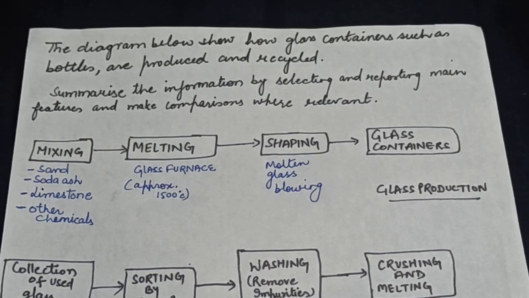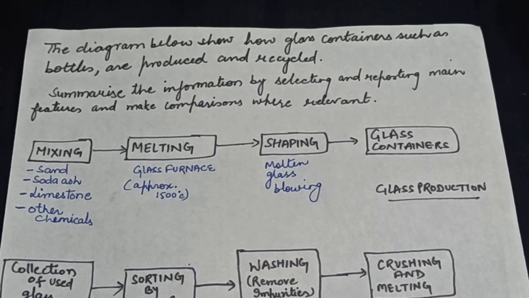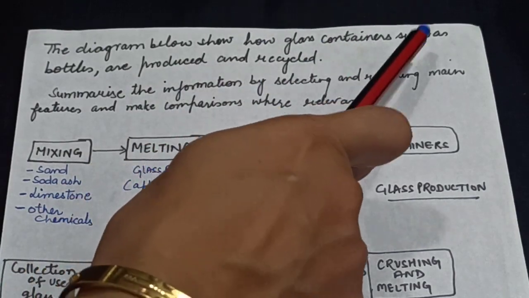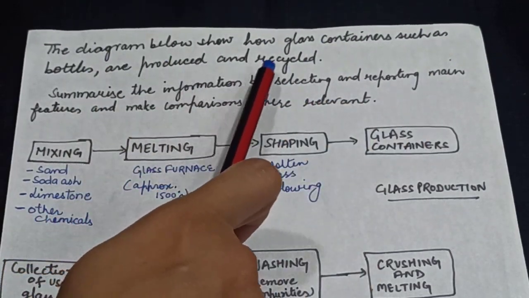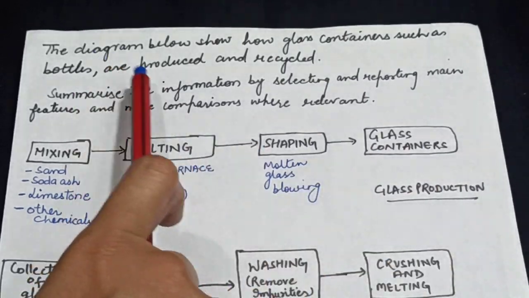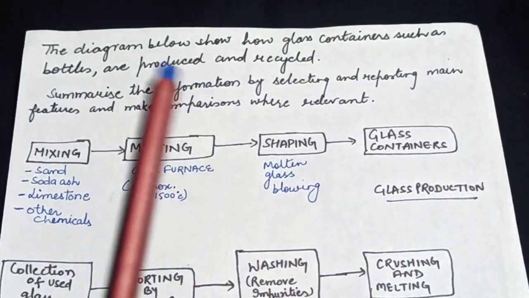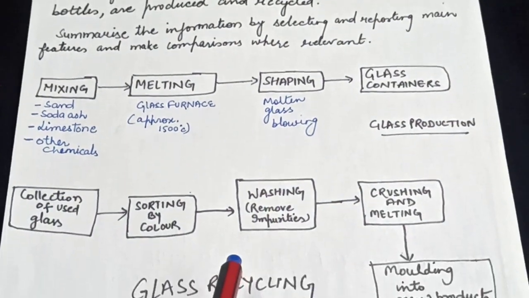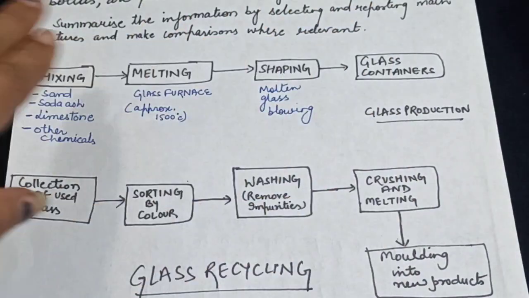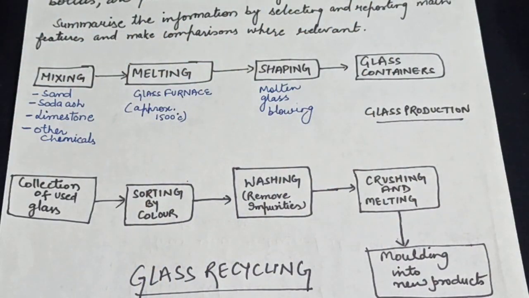I am Simran and today in this video, I'll discuss with you writing task 1. So without wasting any time, let's have a look at the question. The diagram below shows how glass containers such as bottles are produced and recycled. Means this is the given diagram, which shows glass production and this is glass recycling. Summarize the information by selecting and reporting the main features and make comparisons where relevant.